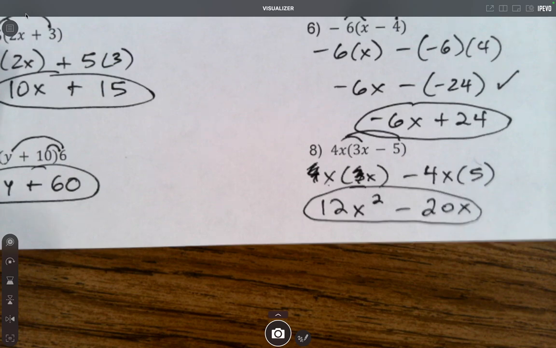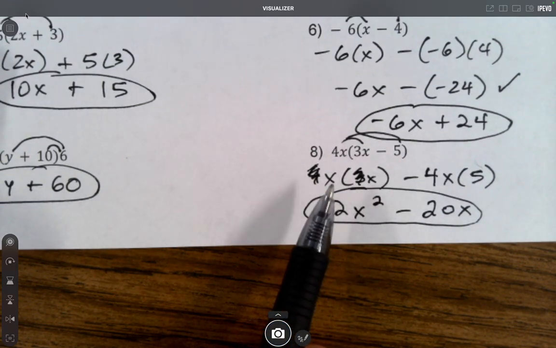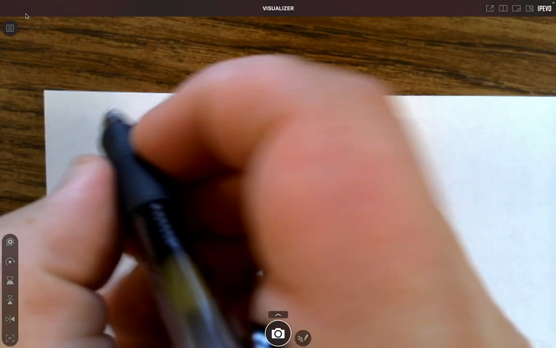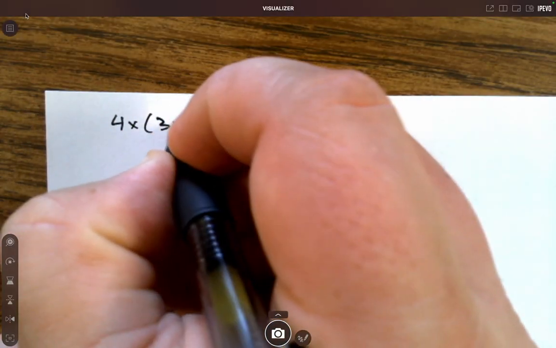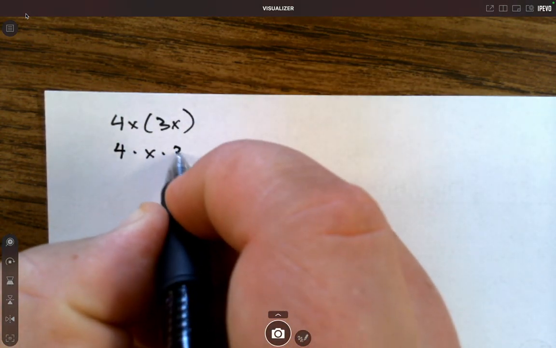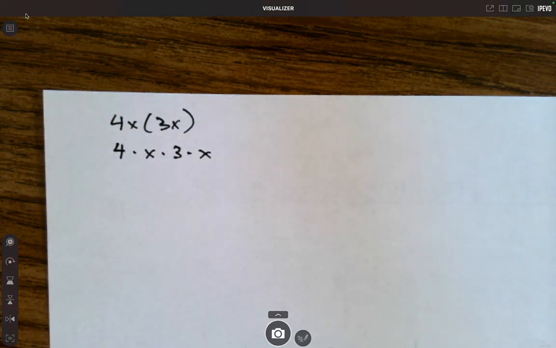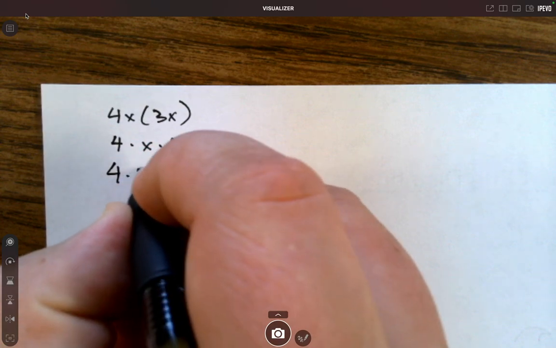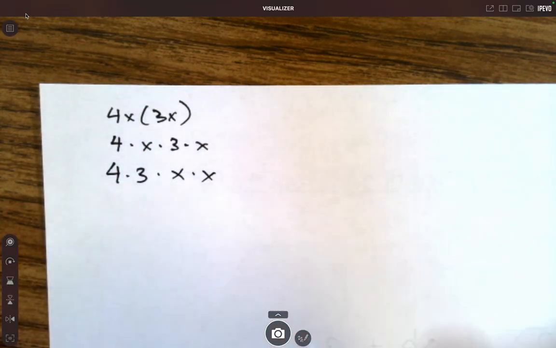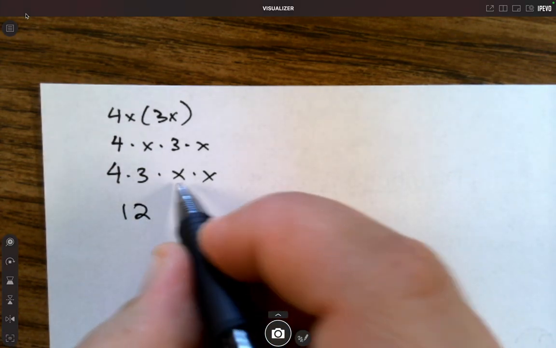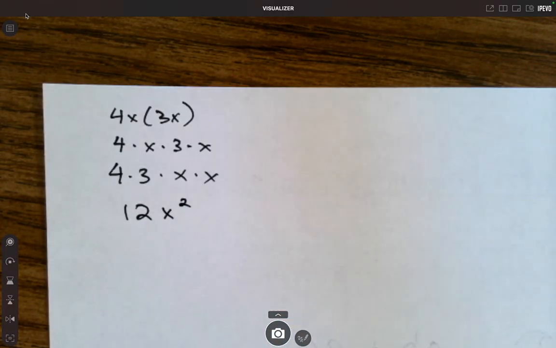So I want to briefly try another way to explain, make sure you understand why x times x is x squared, then I'll close. So one way you can think about it, we had 4x times 3x. Those are all being multiplied together. We could say this is 4 times x times 3 times x. And with multiplication, you're allowed to write things in any order you want to. So I could rearrange it so the 4 times the 3 are together and the x times the x are together. So 4 times 3 is 12. X times x is x squared. So if you want to write it that way, you can.